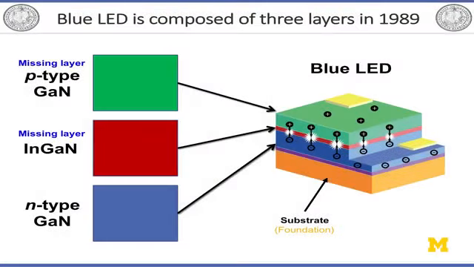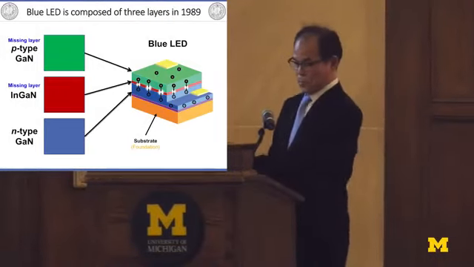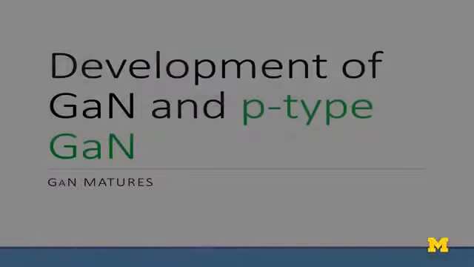Anyway, in '89, I started blue LEDs, after coming back to Japan from University of Florida. At that time, I told you in order to make LEDs, we need 3 layers. Any type of gallium nitride is available. Missing layers are the emitting layer, indium gallium nitride, and P-type gallium nitride in '89. So I had to develop these two layers to develop blue LEDs.